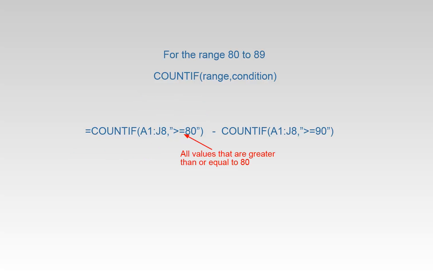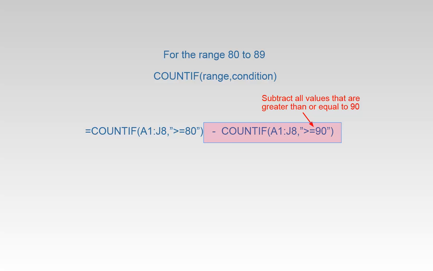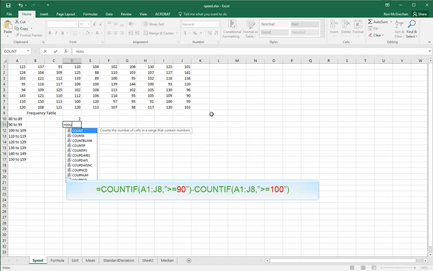The first part of the formula will give us the values greater than or equal to 80. Now we need to subtract all the values that are greater than or equal to 90. So any value that equals 90 or more will be subtracted. This leaves the values between 80 to 89 inclusive. Enter each formula for each data range.